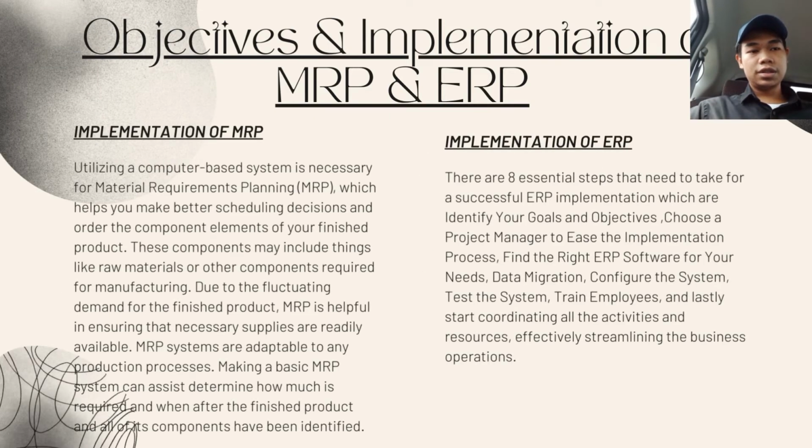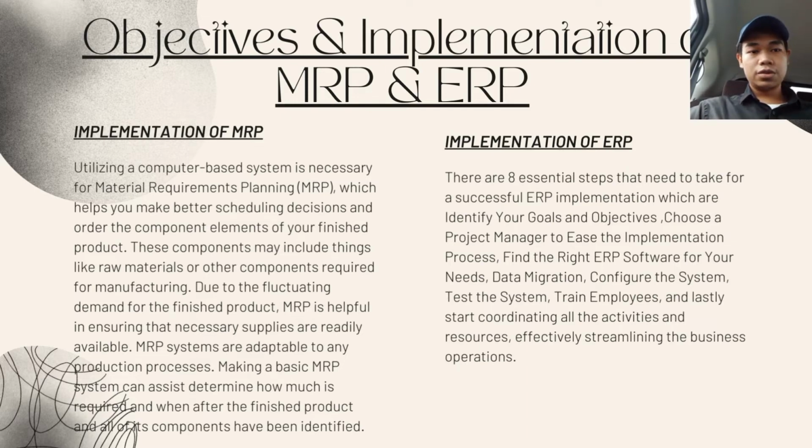So implementation of MRP: utilizing a computer-based system is necessary for material requirement planning, MRP, which helps you make better scheduling decisions and order the component elements of your finished product. These components may include things like raw material or other components required for manufacturing. Due to the fluctuating demand for the finished product, MRP is helpful in ensuring that necessary supplies are readily available. MRP systems are adaptable to any production process. Making a basic MRP system can assist in determining how much is required and when, after the finished product and all of its components have been identified.